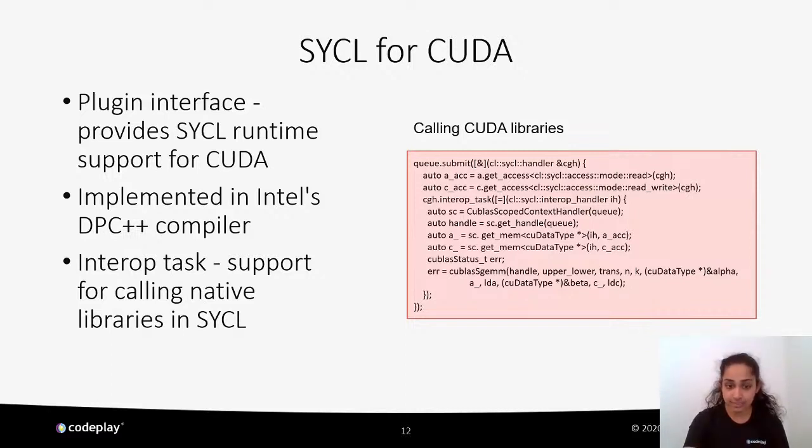One example of this native library is shown in this box, where inside a SYCL program we are actually calling the cuBLAS library function, cublasSgemm, which does matrix multiplication. All of the data which is passed to the cuBLAS function is created in the form of a buffer, and it is all passed as a part of this interop task which is available over here. The advantage of having this facility in SYCL is that the scheduling of your call to the native library is handled by the SYCL dependency graph.